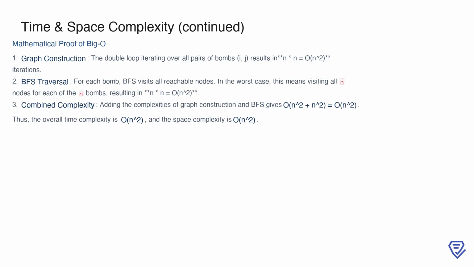Combining these, we add the complexities of graph construction and BFS to get O(n squared) plus O(n squared), which simplifies to O(n squared). Therefore, the overall time complexity of the solution is O(n squared). For space complexity, the adjacency list representation requires O(n squared) in the worst case, which dominates the space usage. Thus, the space complexity is also O(n squared).